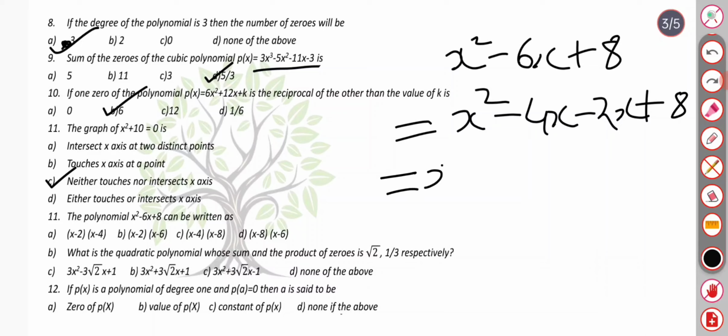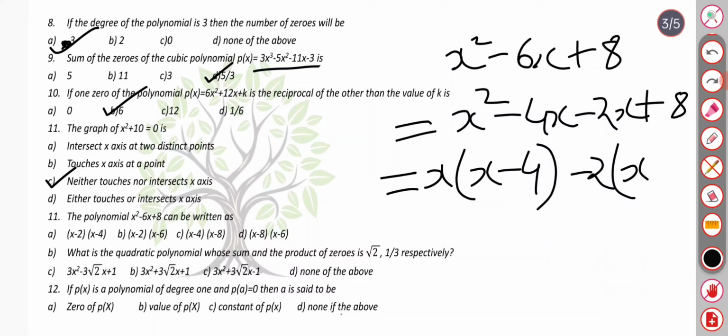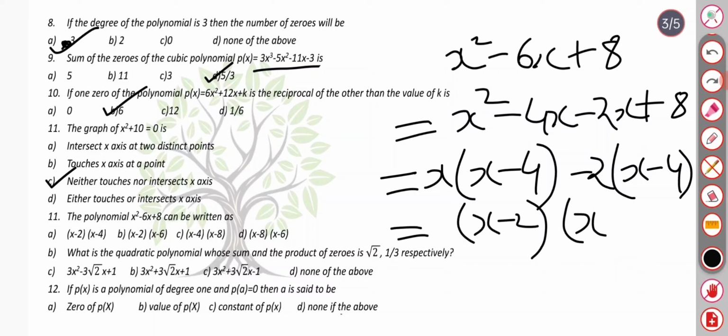Now what we can take common from here? We can take x common, so x minus 4. From this we can take -2 common, so x minus 4. So ultimately what are you getting? x minus 2, x minus 4. तो ये कौन सा ऑप्शन दे रहा है हम लोग का? ऑप्शन नंबर ए. We are getting option number A. Okay. Let's move to our last question. That is question number 12.